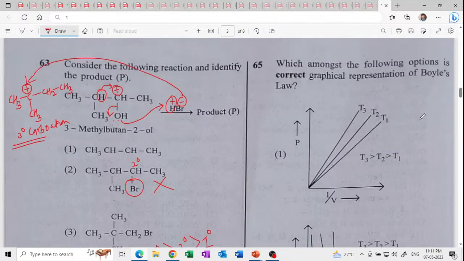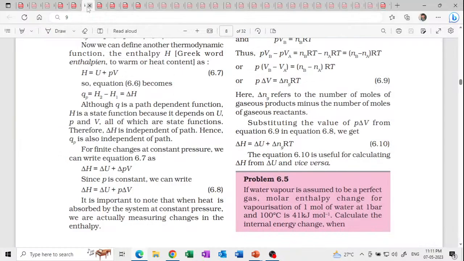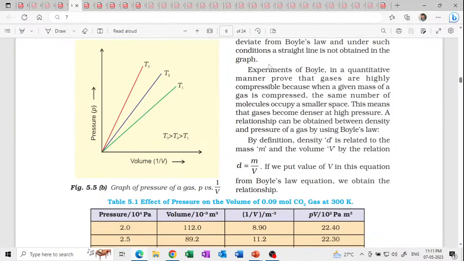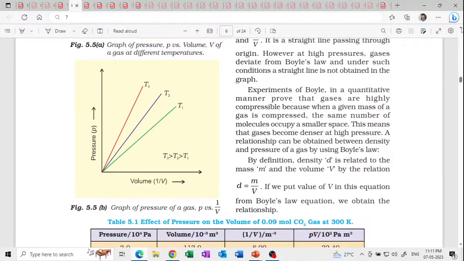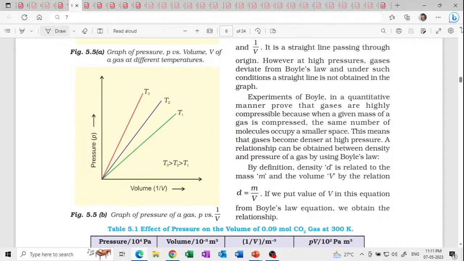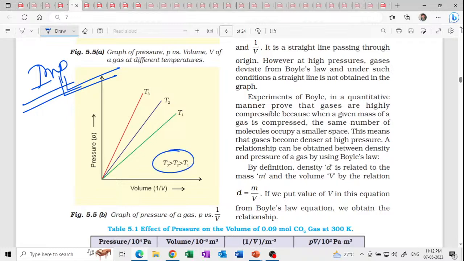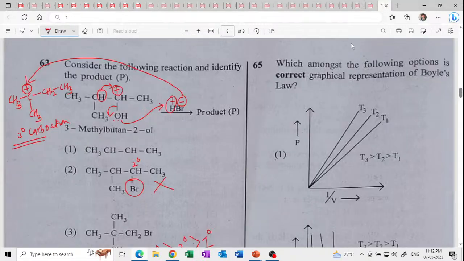Question number 65, Boyle's law. Yes, this is a question from Boyle's law. Get it? So this is the graph. I told you that graphs are important, and this was asked directly. This is a very important graph. This question is directly asked from the NCERT CBSE. Okay, so the first option is correct. The temperature T3 is greater than T2, greater than T1. So please note this down, it is very important.